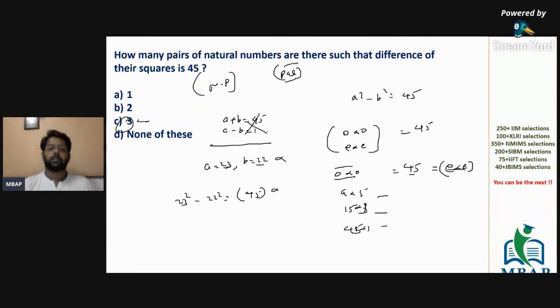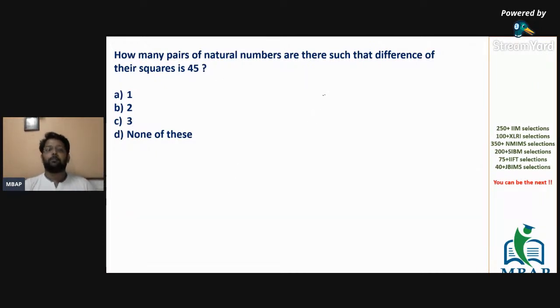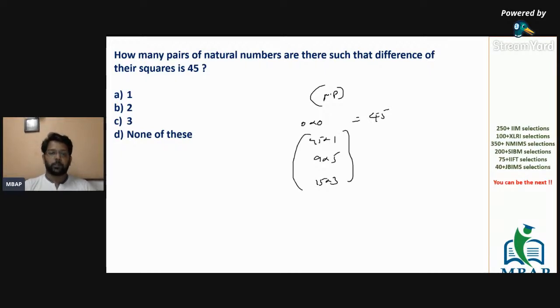I am not looking at this. The question was only about finding the number of pairs. So the number of times you can write 45 as odd into odd, that many solutions will come, whether it is 45 into 1, 9 into 5, or 15 into 3. So the answer for the given question is going to be 3. If the question is about finding the pair, then you find the values of a and b respectively.